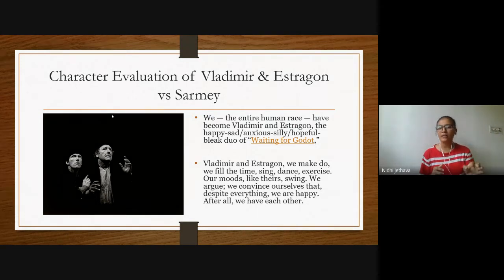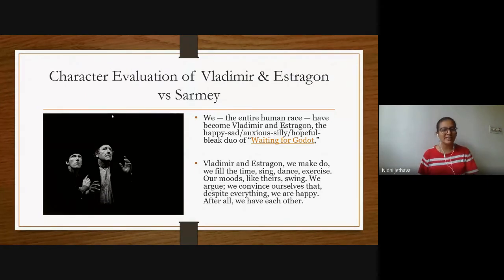The character of Vladimir in struggle is very fascinating, because whatever he is doing, it discounts the nothingness. He repeated his sentence, he repeated his question, he talks in a nonsense manner. We, the whole human race, have become Vladimir and Estragon. We are happy, sad, anxious, silly, hopeful, blank due to the waiting for Godot. Like Vladimir and Estragon, we feel the time passing.